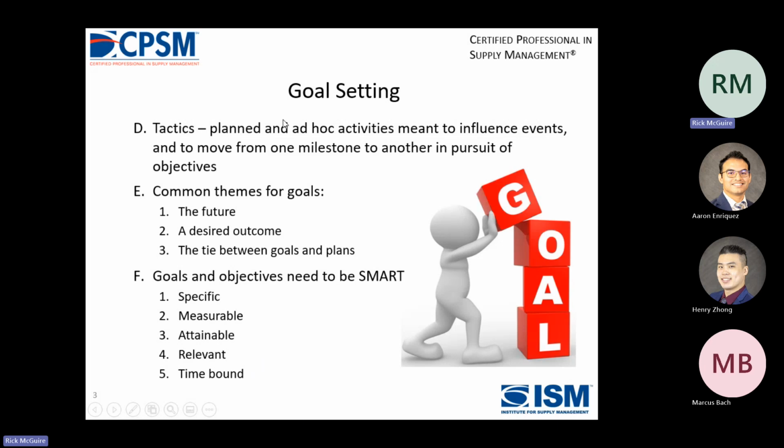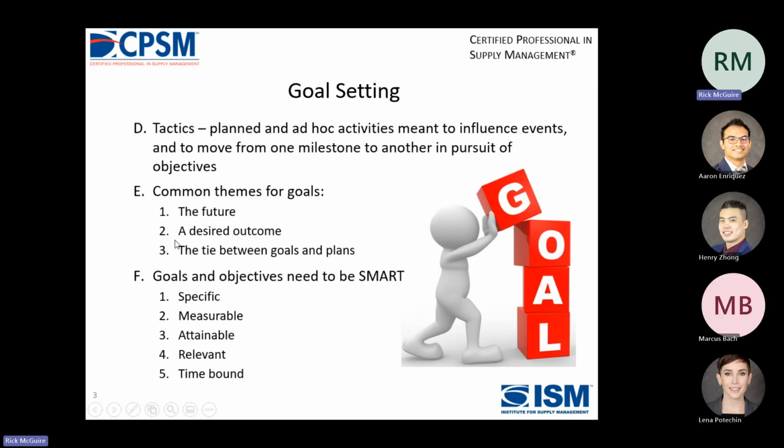Tactics are the lowest level. They're planned and ad hoc activities meant to influence events and to move from one milestone to another in pursuit of objectives. So you got goals, then you got objectives, then you got tactics. Common themes for goals: the future, desired outcome, tie between goals and plans. And then SMART goals: SMART goals mean specific, measurable, attainable, relevant, and time-bound.